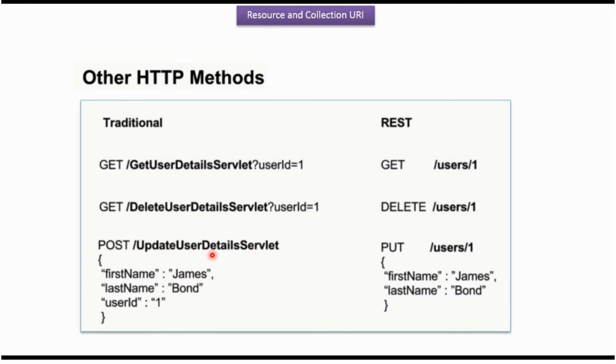To update a particular user in the traditional approach, the URI name will be update user detail servlet, the HTTP method is POST, and in the payload we have to mention the user ID which we want to update. But in case of REST, the URI will be /users/, in the path parameter mention the user ID which we want to update, the HTTP method will be PUT, and the JSON body will be like this. In the JSON body, we need not mention the user ID like in the traditional approach. The user ID will be in the path parameter in case of REST.